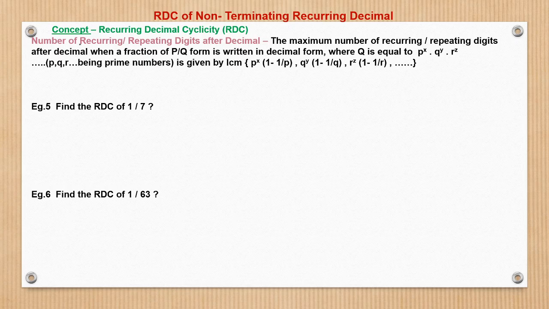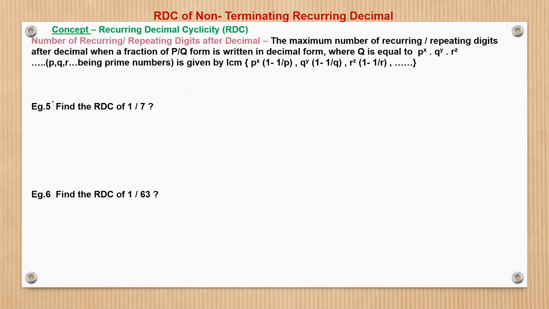So the maximum number of recurring or repeating digits after the decimal, when a fraction of p by q form is written in decimal form, where q is equal to p raised to power x into q raised to power y into r raised to power z and so on, is given by the LCM of p raised to power x into 1 minus 1 by p, into q raised to power y into 1 minus 1 by q, and so on. Upon first reading, it appears to be very tedious, but it is extremely easy.